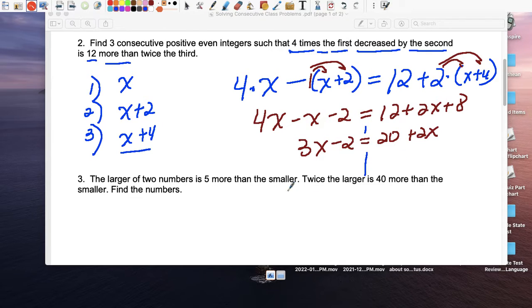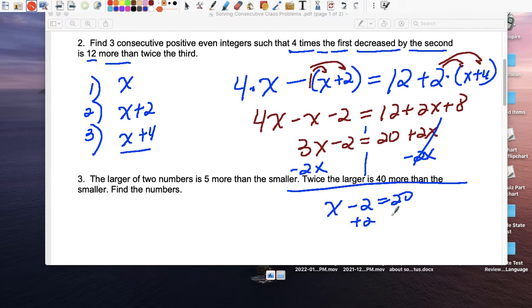From here, we're going to subtract 2x from both sides, because I have a variable on both sides, so take one of them out. That goes away. 3x minus 2x is x. Minus 2 equals 20. All we have to do is add 2 on both sides, and our variable is isolated. I have x all by itself. And 20 plus 2 is 22.